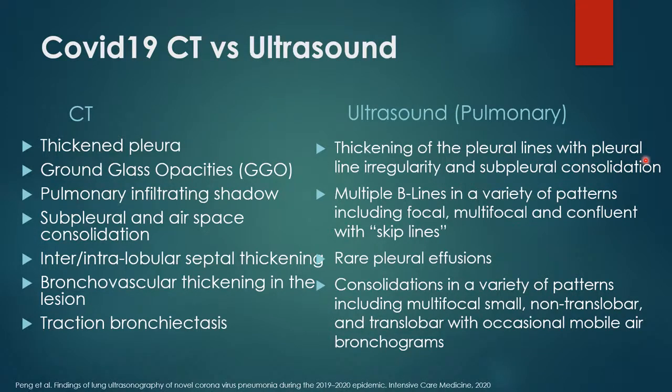And on ultrasound, you have thickening of the pleural lines with pleural line irregularity and subpleural consolidation, which we'll see in a moment. Multiple B lines in a variety of patterns, and often very confluent with skip lines where you're kind of skipping a lot. Rare pleural effusions, you just don't see that a lot with COVID-19. And you're going to have consolidations in a variety of patterns, including multifocal, small non-translobar, and translobar with occasional mobile air bronchograms, which we'll see momentarily.